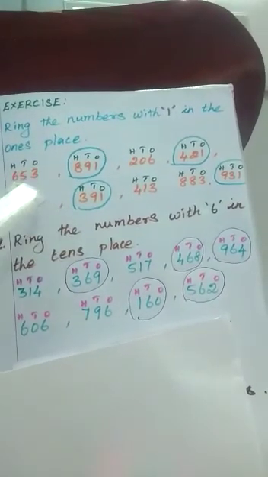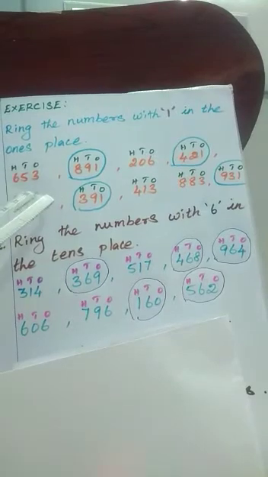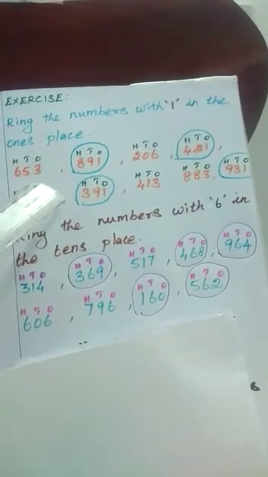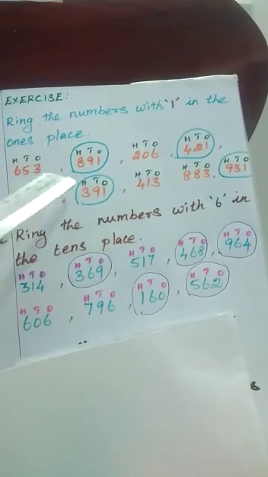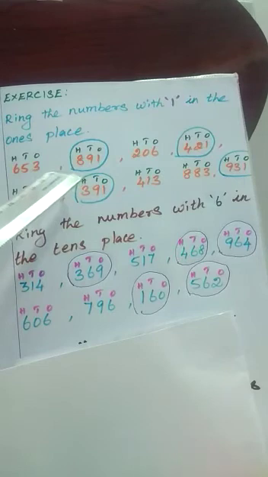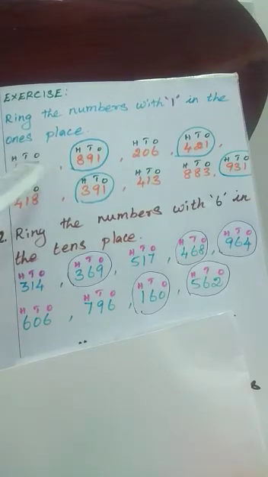See the first number. What number is this? First number was 653. In 653, what number is in ones place? 3. So, we need only 1 in the ones place. That number only you have to circle. So, if you want to circle this number, no. Why? Because in this number 3 is in the ones place. So you have to leave this one.